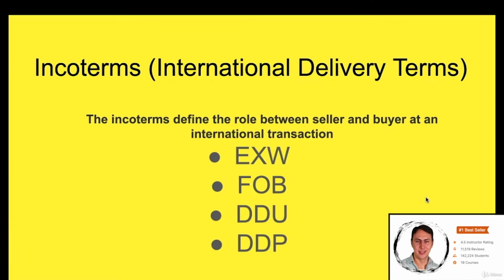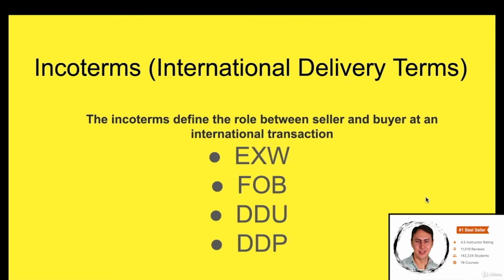However, there are 4 terms related to Amazon. While shipping from China or any country, we use these most-used 4 of them. First one is EXW, second one is FOB, third one is DDU, and fourth one is DDP. I will gradually explain all of these to you.